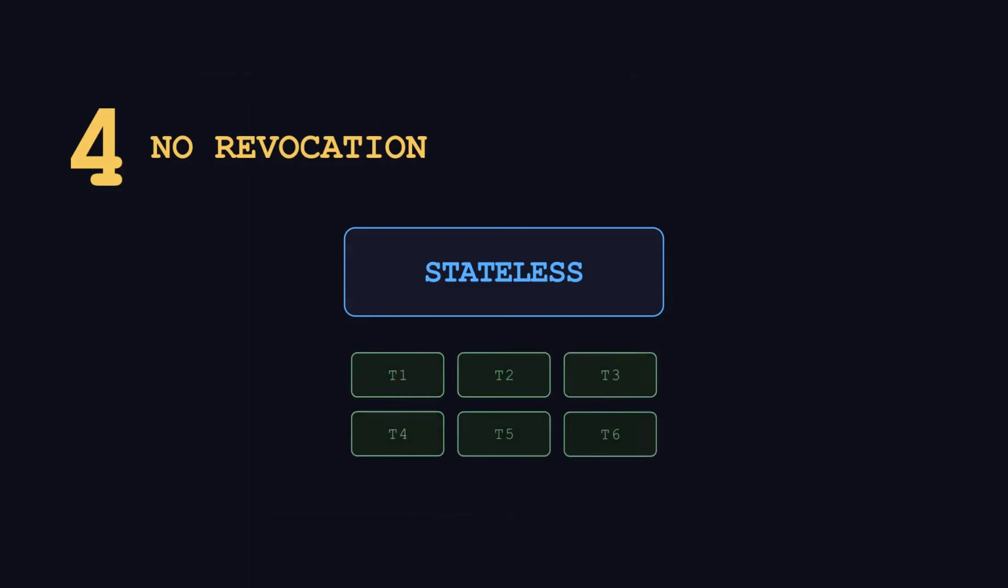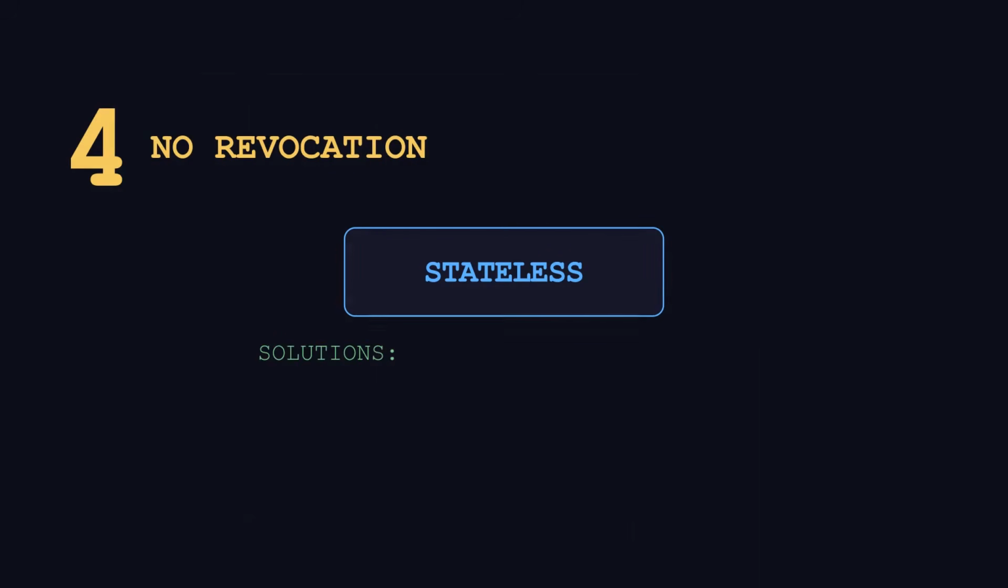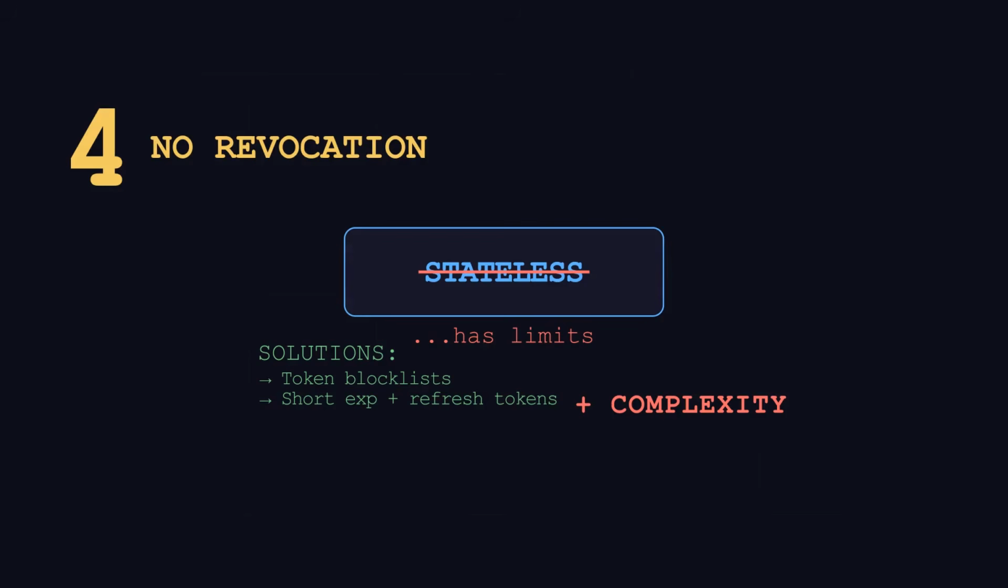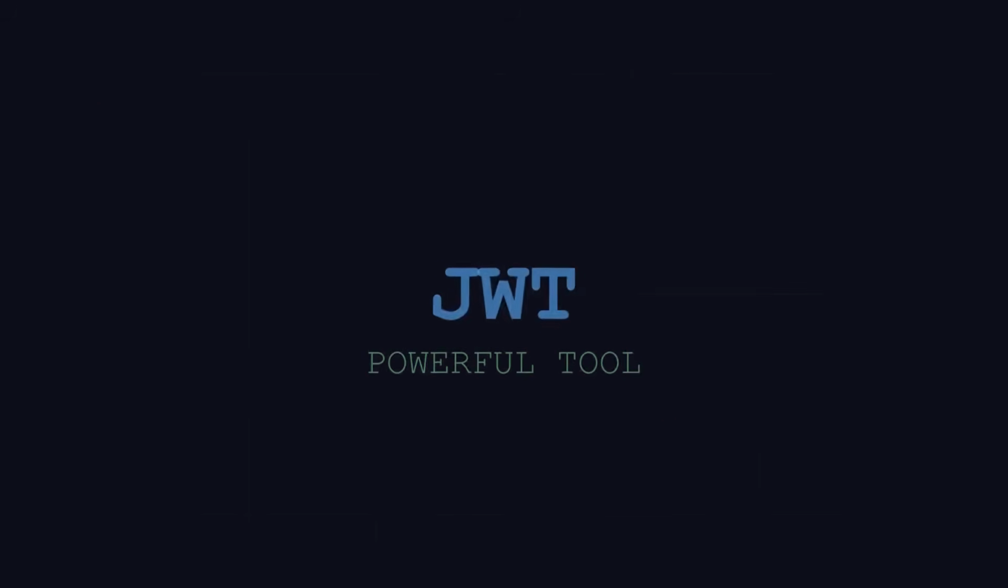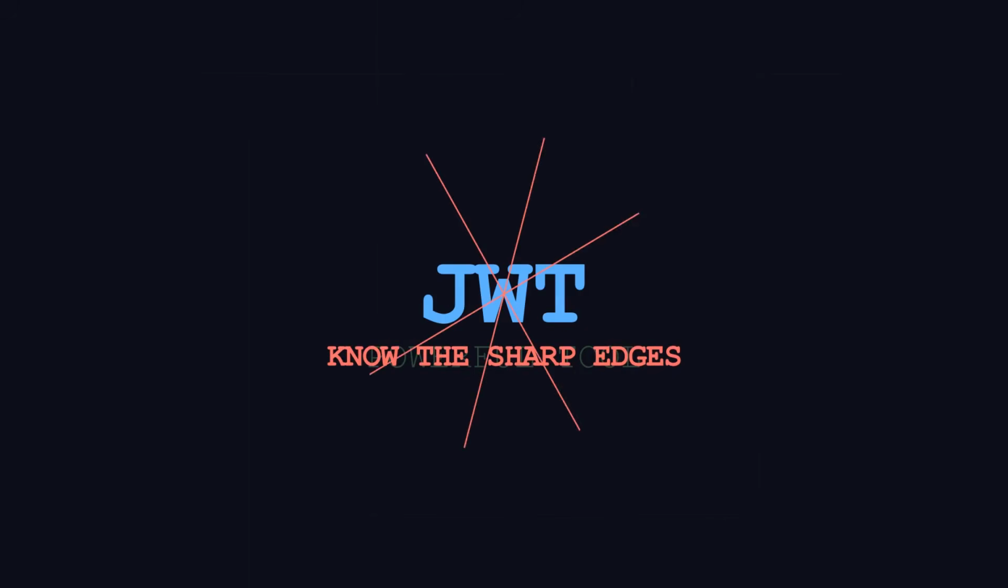Fourth, not handling revocation. JWT is stateless, which means you can't traditionally invalidate a single token. If a user logs out or gets compromised, their token still works until it expires. Solutions exist: token block lists, short expiration plus refresh tokens, but they add complexity back. The stateless dream has limits. JWT is a powerful tool, but like any powerful tool, it assumes you know where the sharp edges are.